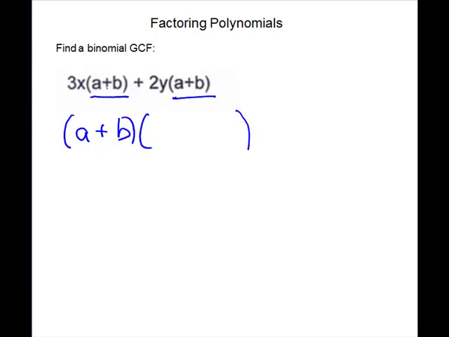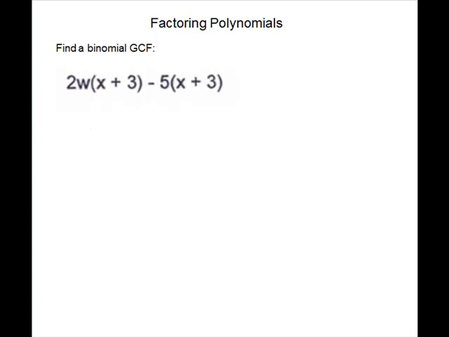Right? For the first term, we have the a plus b outside, so we're missing a 3x. For the second term, you have the a plus b on the outside. We're missing plus 2y. This is one I would not bother to check. To check it, you would have to do a FOIL here, and you would have to multiply the original. So it's a little bit too much work.